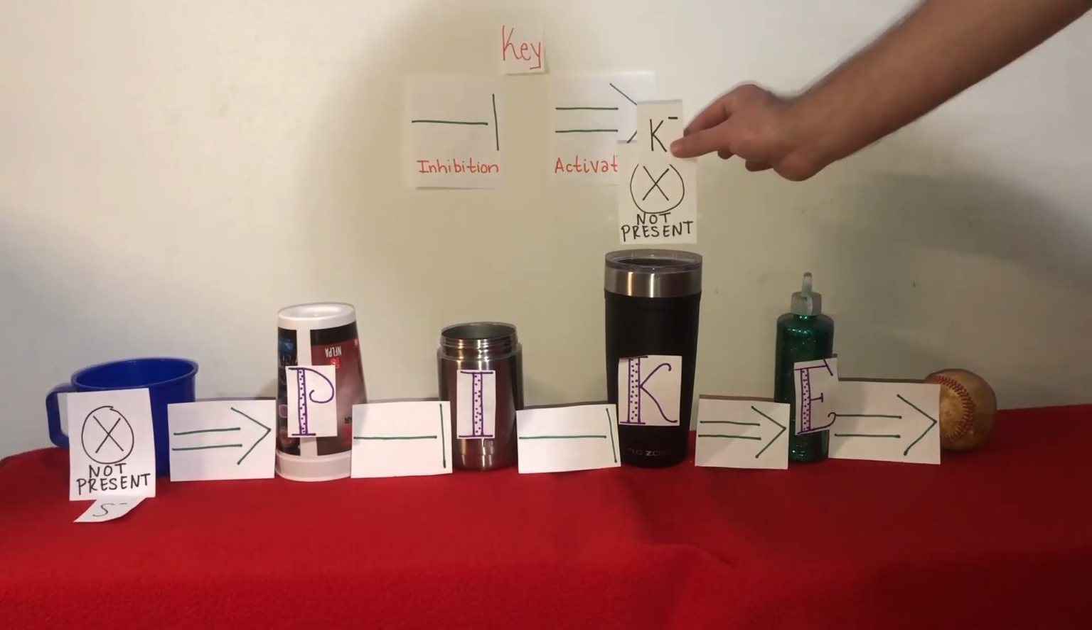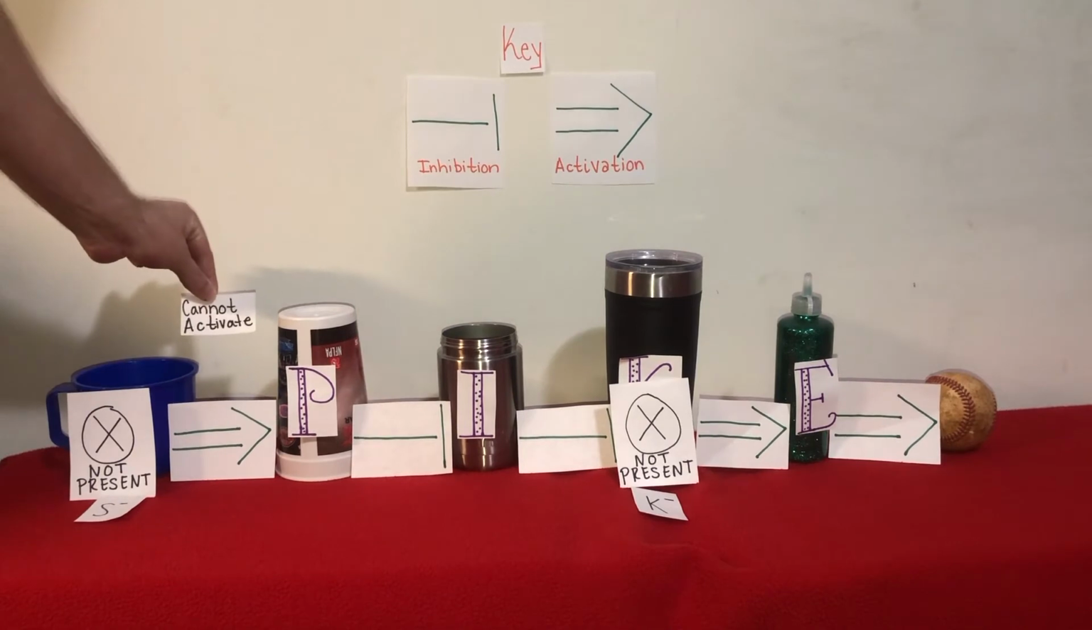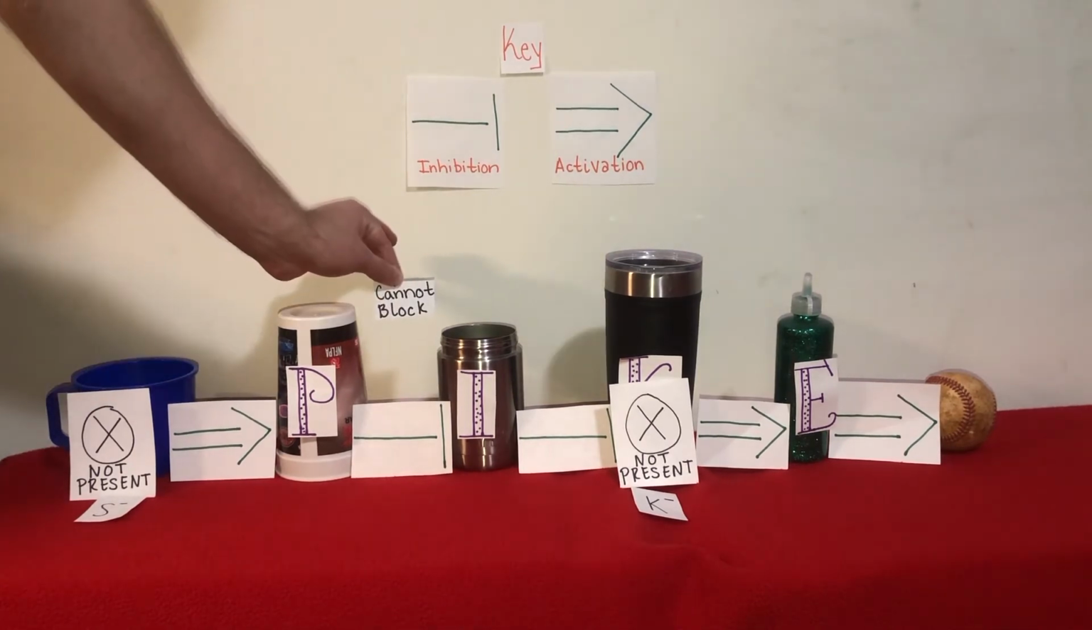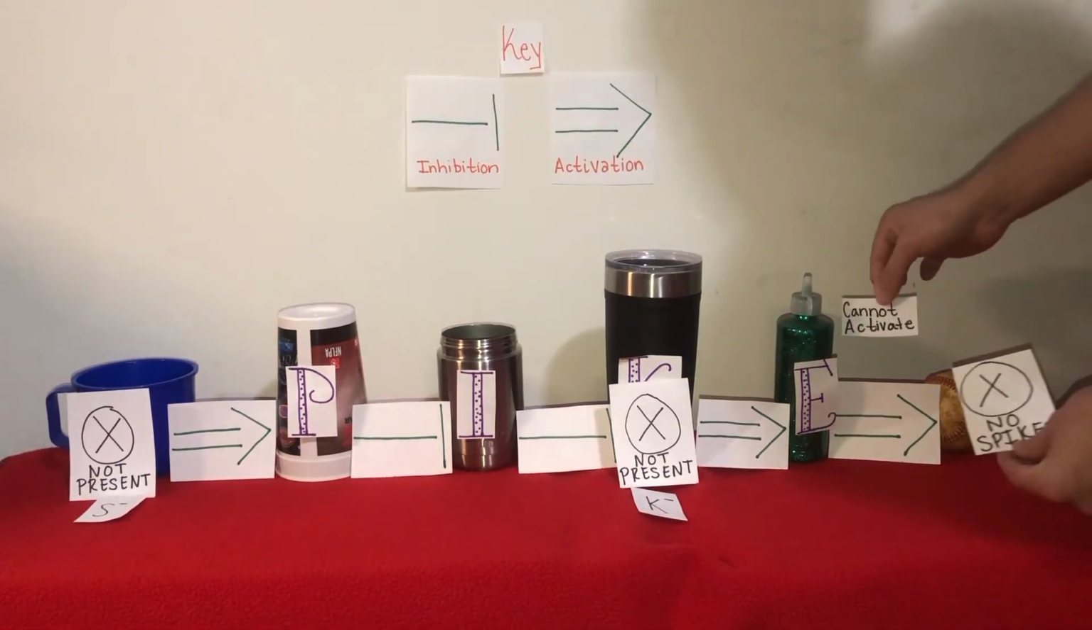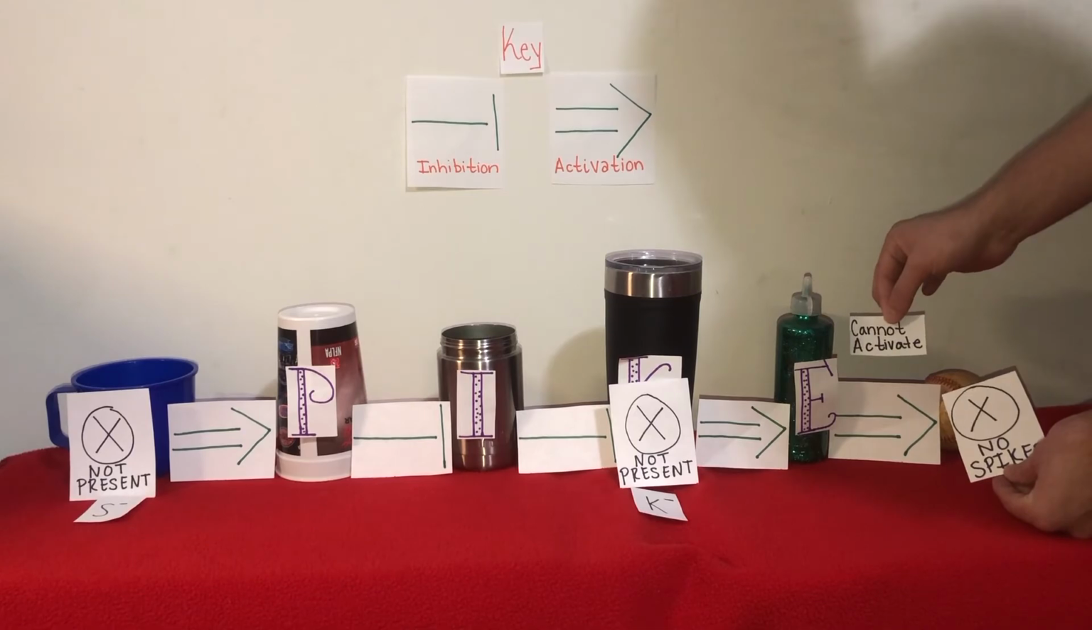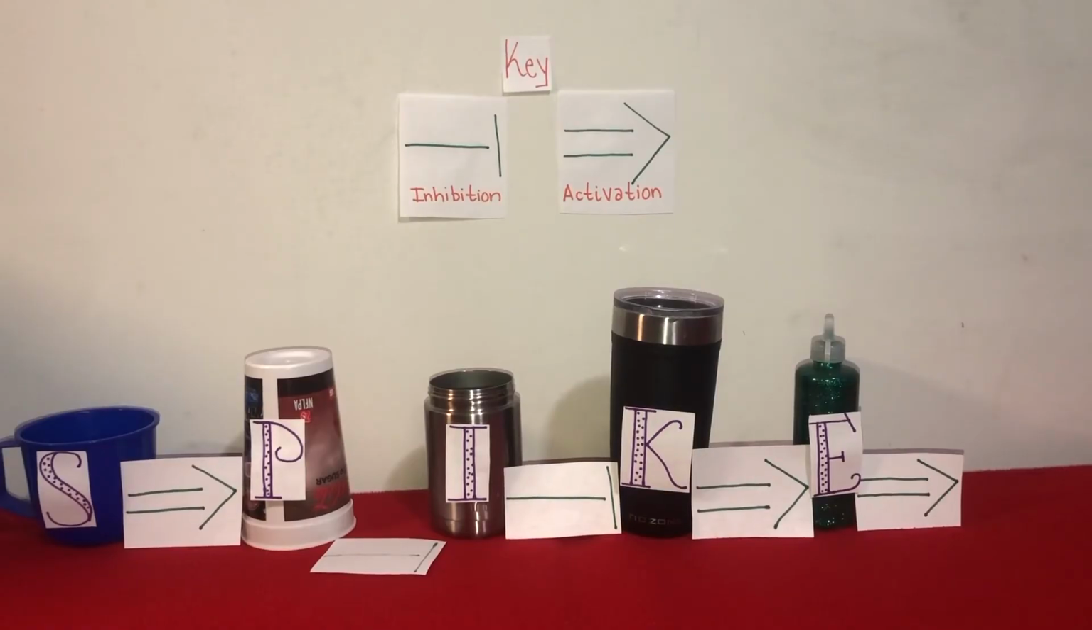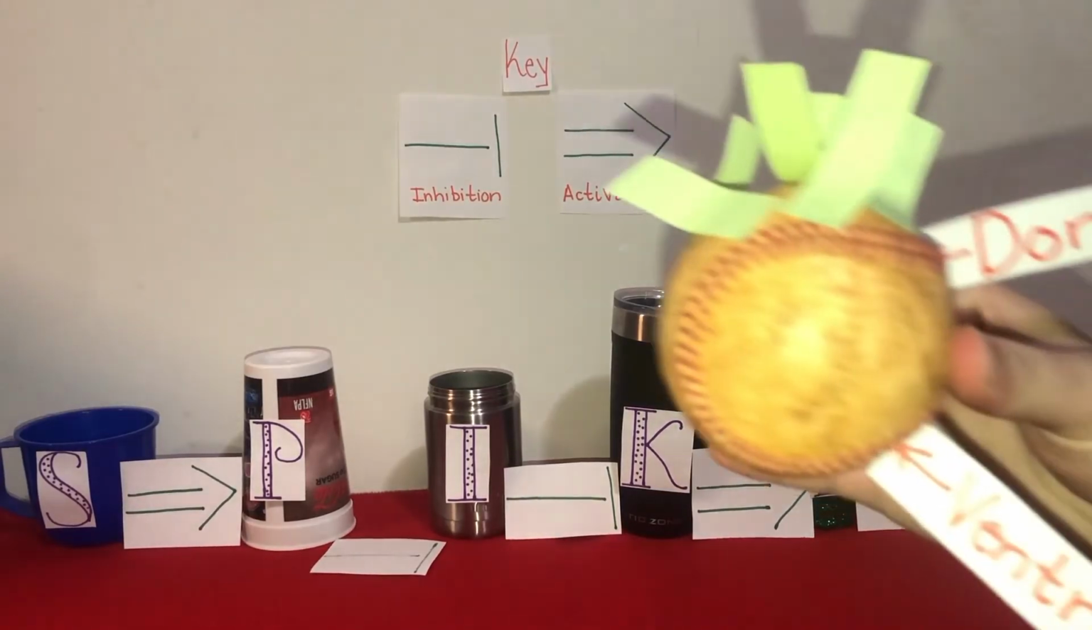In the absence of S and K, S could not activate P, therefore P could not inhibit I. However, since we already said that K was not present, E could not be activated, and thereby no spikes could be produced. In some instances, skin cells of the thorny dragon may not have spikes, while some skin cells may have lots of spikes.